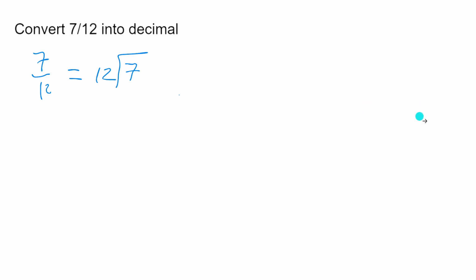So, we just have to do our long division. We have here 7 divided by 12. Okay. So, we have to take note also that after the 7, there's a decimal point here. Okay? And after that decimal point, there are unlimited number of zeros. Okay? Unlimited number of zeros there.